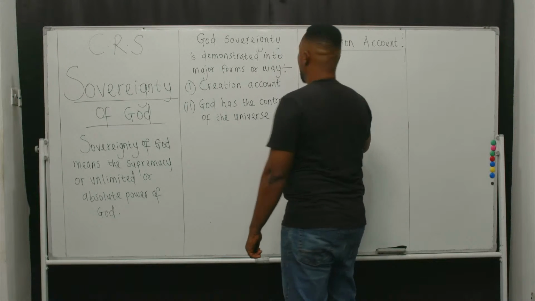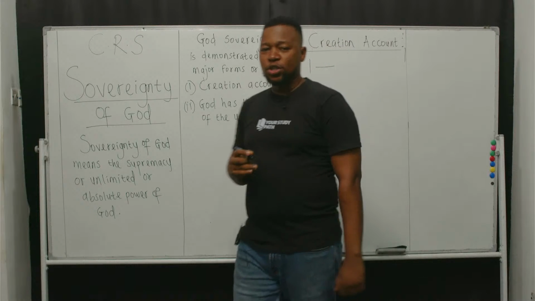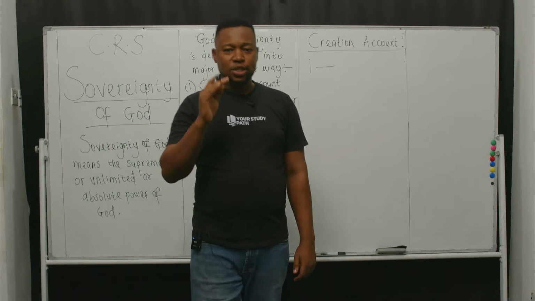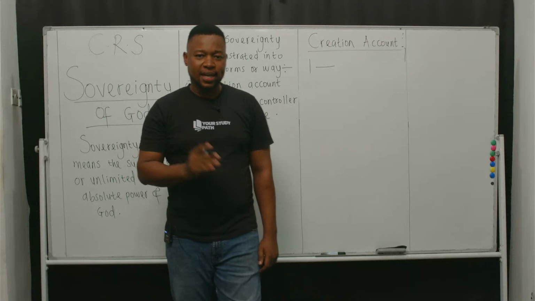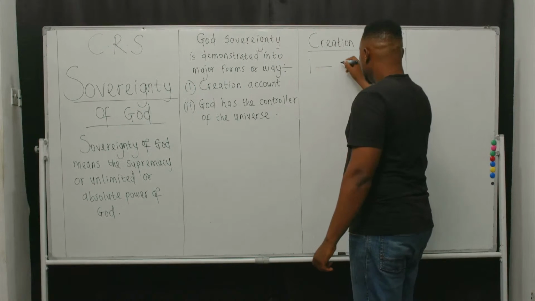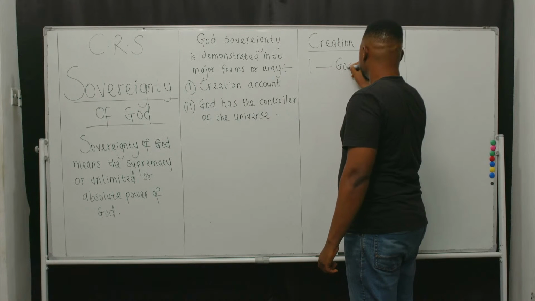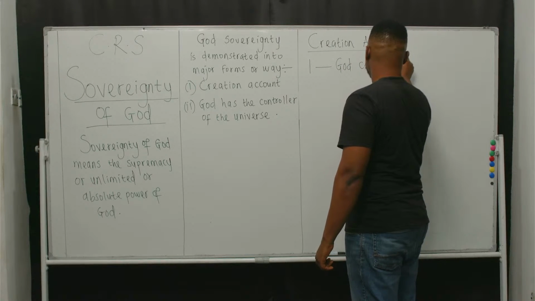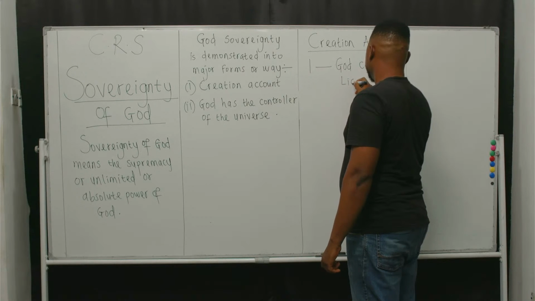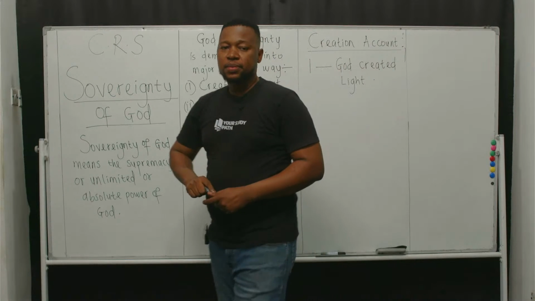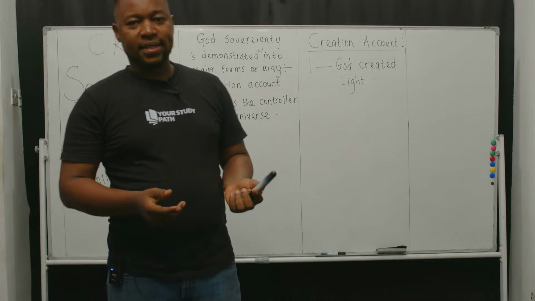So I'll be writing 1. The 1 on the board shows the first day. If I put 2, it means the second day, like that. So the 1: God created light.